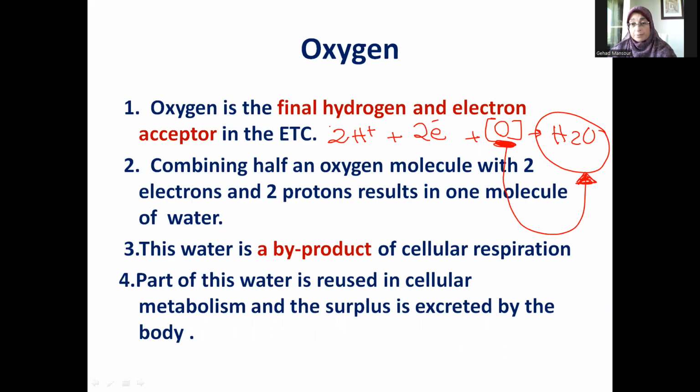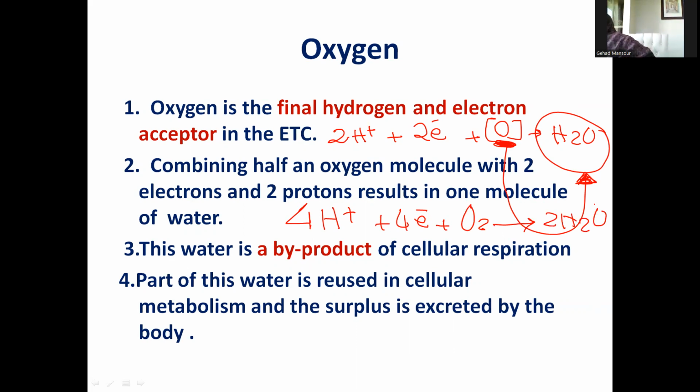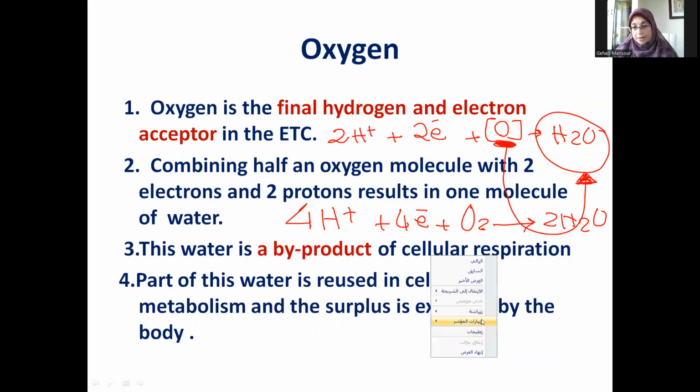Of course, if you multiply by 2, then you will have 4 hydrogen ions plus 4 electrons. Why are we multiplying by 2? Because we need 2 oxygen atoms, or actually an oxygen molecule, to form 2 molecules of water, okay? So this is why oxygen is important. This is the function of oxygen. It acts as the final electron acceptor, and it helps in the formation of water, and in this reaction, it gets reduced.